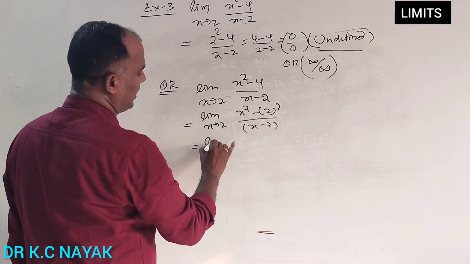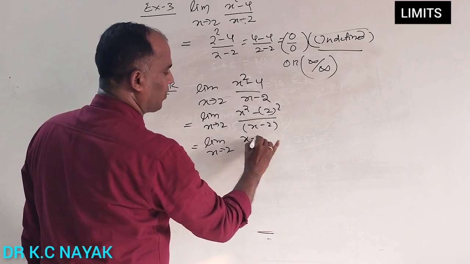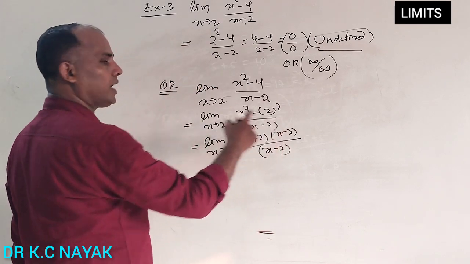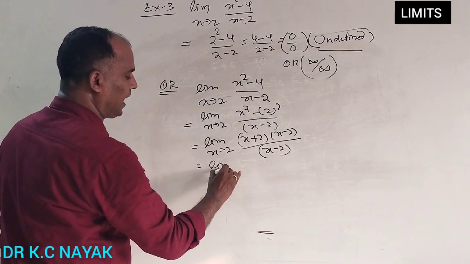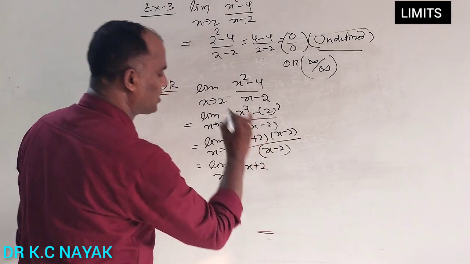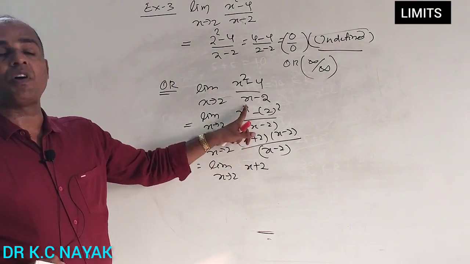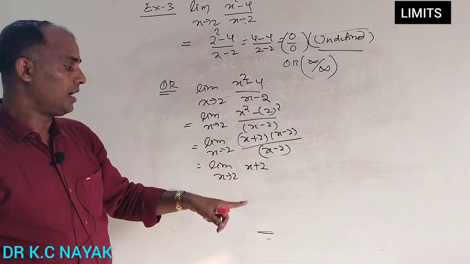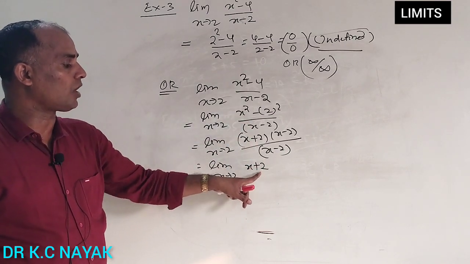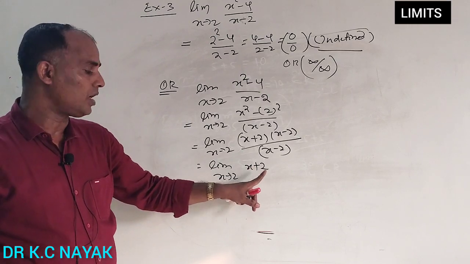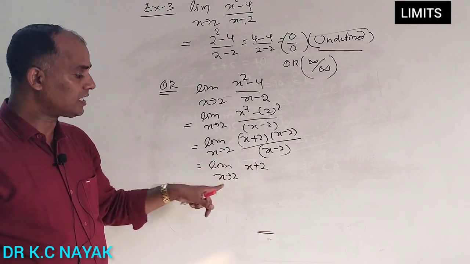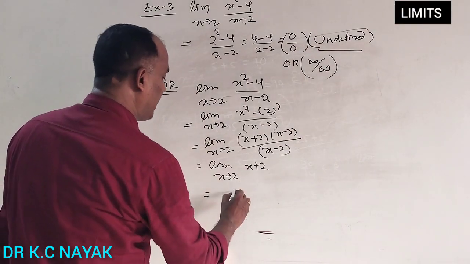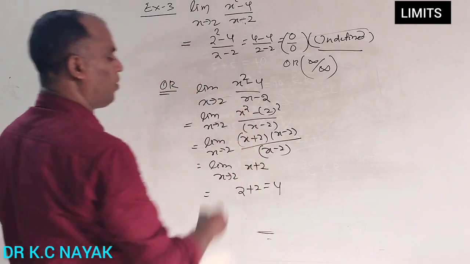Just you see, what is that? Limit x tends to 2, x plus 2 into x minus 2 whole divided by x minus 2. X minus 2, x minus 2 cancel. So what do we get? Limit x tends to 2, x plus 2. That means we balance the function by using the algebraic formula. After using the algebraic formula, the function is generalized. What is the function value? X plus 2. That means it is an existing function. This existing function has a domain value as well as a range value. Then again we can directly apply the value, 2 plus 2 is equal to 4.